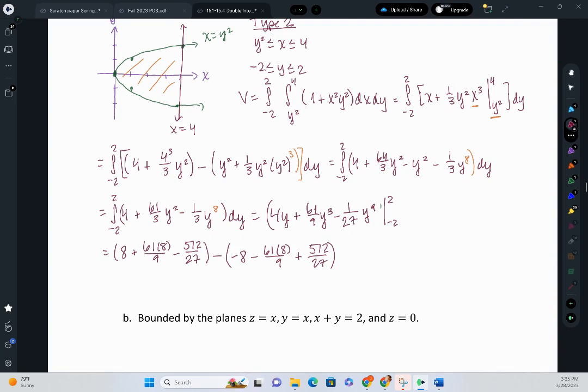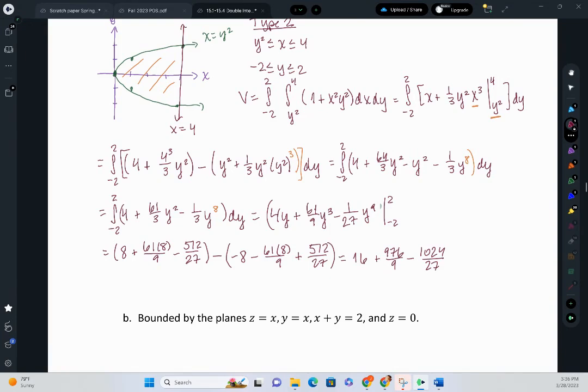I should figure out what 61 times 8 is. It's 488. And then times 2 will be 976. Okay, just getting some numbers here. Combining my like terms and fractions, I have 8 plus 8 is 16. I have 2 of the 61 times 8 over 9s, and that will end up giving me plus 976 over 9. And then I have 2 of the negative 512 over 27, and that will give me a negative 1024 over 27. Okay, now I'll go ahead and get out my calculator.